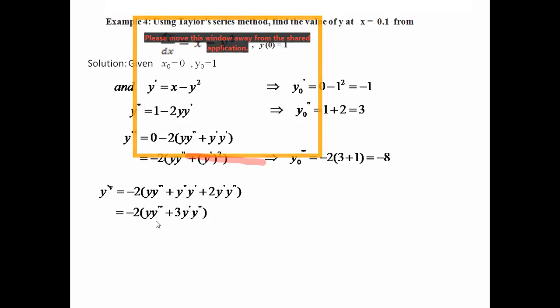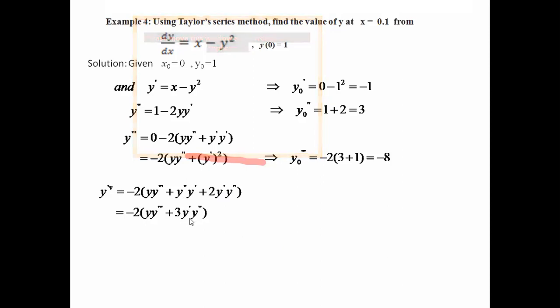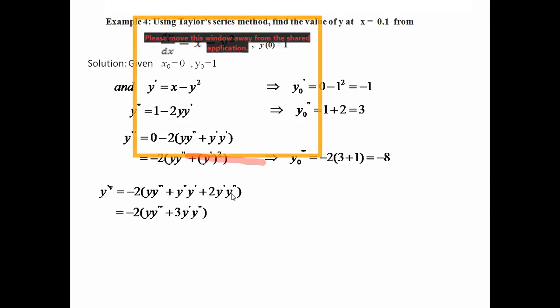Now put y is y naught, x is x naught. y naught is 1, the triple dash is minus 8, y0 dash is minus 1. Sorry, this one is the third derivative, and the second derivative written here is 3. Substitute all these values. So what we get is minus 2 into minus 8 minus 9, that is 3 into 3. So in total, 34. These are the values of the derivatives.